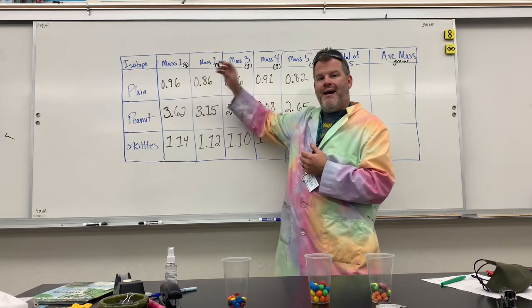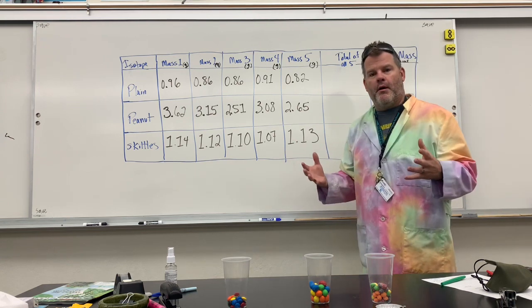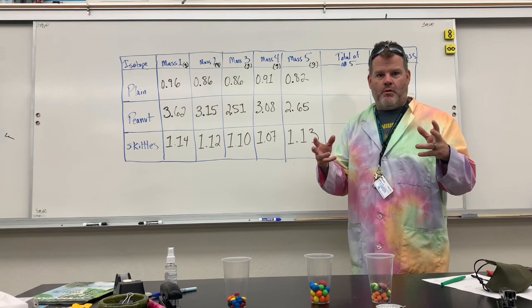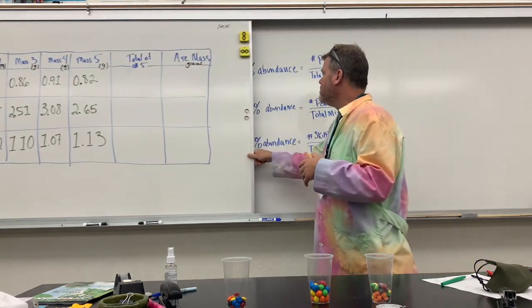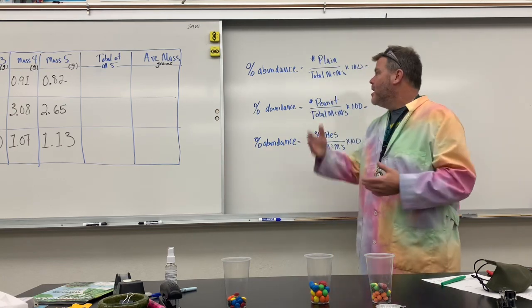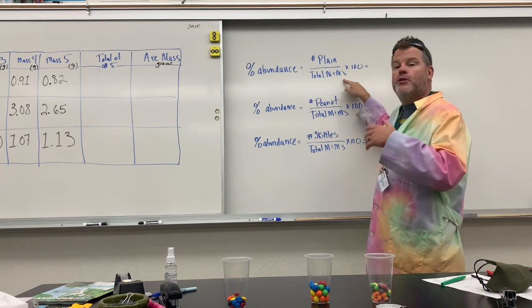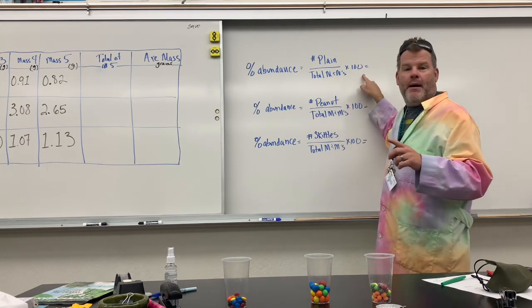How many planes do we have over the total number of M&Mium candies, or M&Mium atoms, if you will? In order to find our percent abundance, there's a formula. Percent abundance is going to be the number of plain divided by the total number of M&Ms that you are going to be counting in a moment, then multiply by 100.